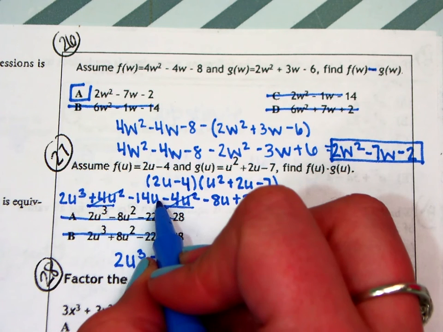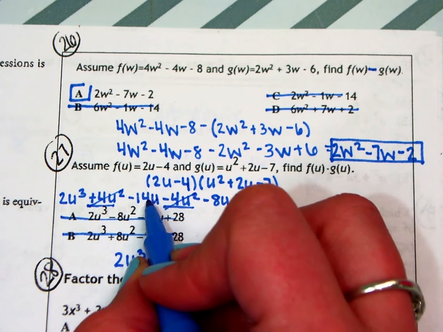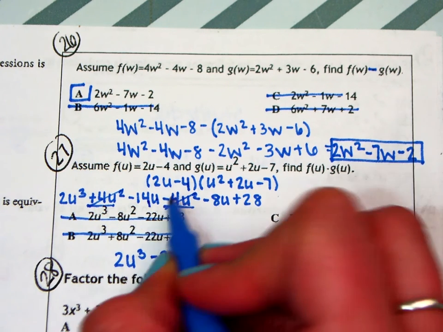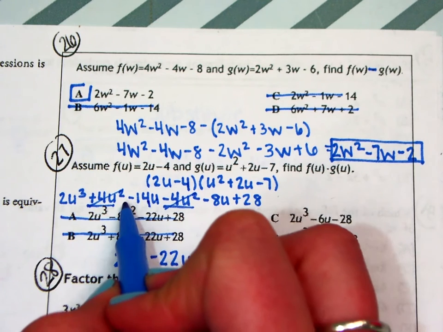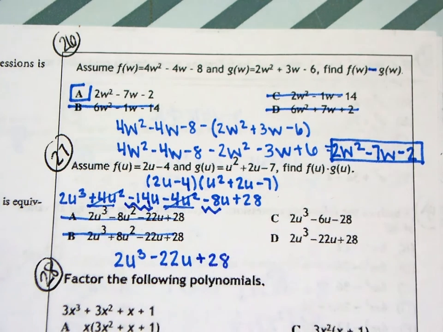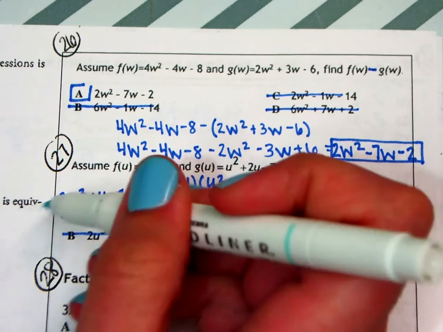See, I did exactly what they wanted me to do. Oh, I've already combined those. I am so sorry, guys. This one combines with this one, and then I'm left with a plus 28. Here, let me go back and highlight them to make it a little easier. So here's the first one.